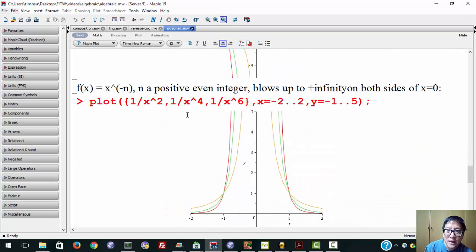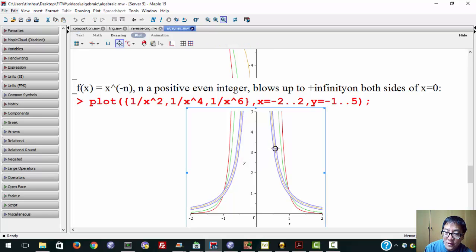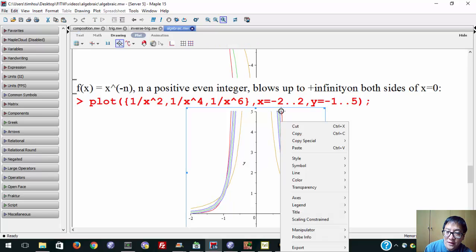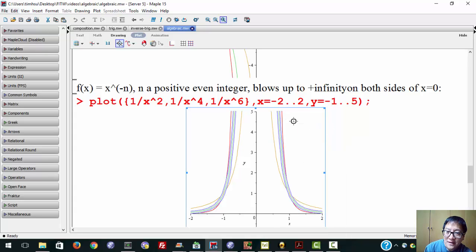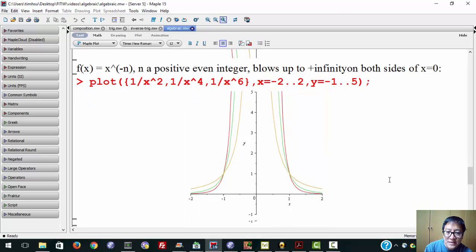And in a similar way, for f of x equals x to the minus n, where n is a positive even integer, you get something that blows up to plus infinity on both sides of x equals 0. And again, this blow up is more dramatic for larger exponents. So here's 1 over x squared, 1 over x to the fourth. Sorry, this blow up over here is so dramatic you can't even really see it. But that's 1 over x to the sixth.